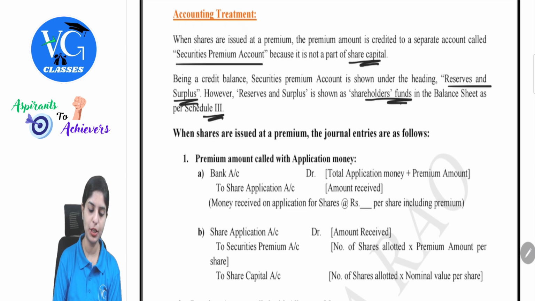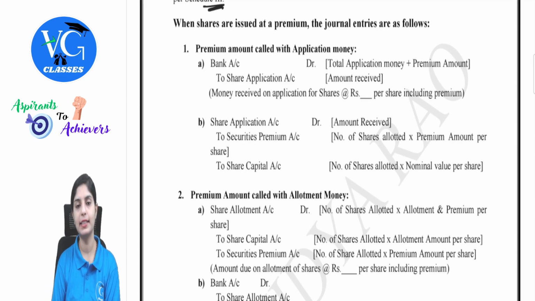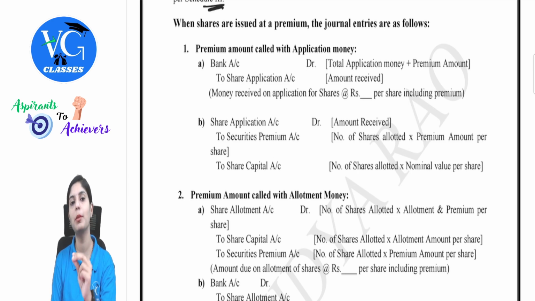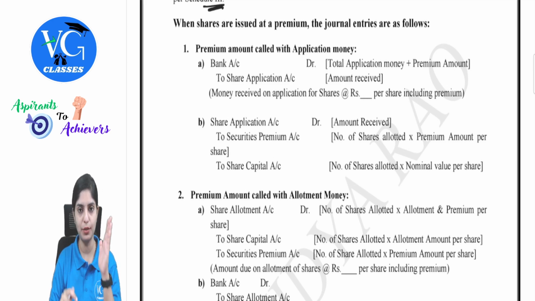Next, when shares are issued at a premium, what is the entry we will have to observe? See, premium can be collected either with application money, allotment money, or call money. So we will have to first understand what point of time the premium is associated with. If the premium amount is collected with application money, same entries what we understood, here just you have to observe with respect to securities premium.